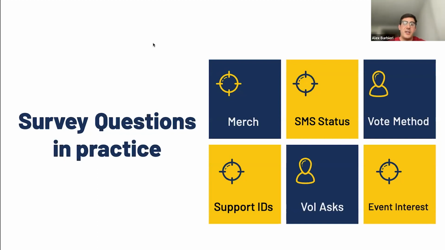So the idea here is that if you're calling someone, you can pick up the phone and say, hey, thanks for buying a shirt, will you volunteer, right? You try to acknowledge previous engagement in asking for future actions.